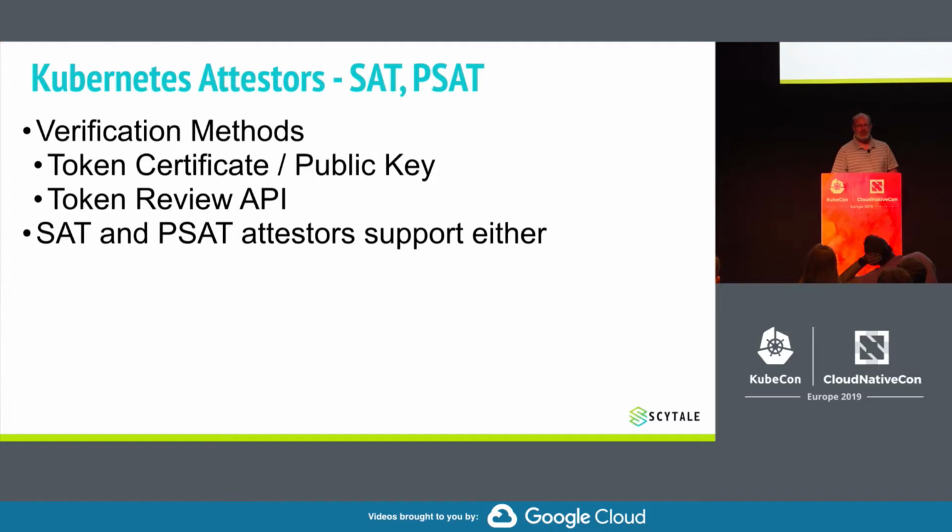So for the Kubernetes attesters, how do we verify to the server that the agent is who the agent says it is? There are two methods available. We can verify with a token certificate or public key, or use the token review API if you have a new enough version of Kubernetes. And the token review API is all that's available if you're running on Google Kubernetes Engine, for example. Both of the attesters support either method as of 0.8.